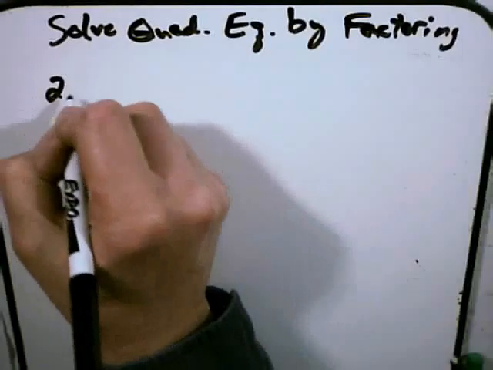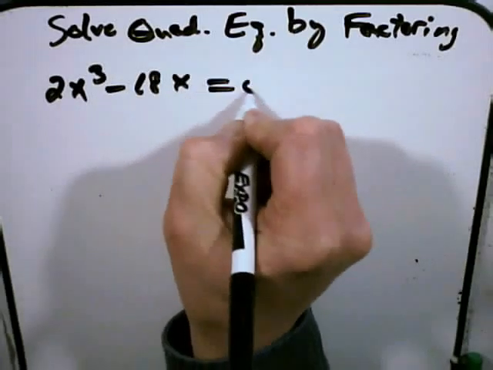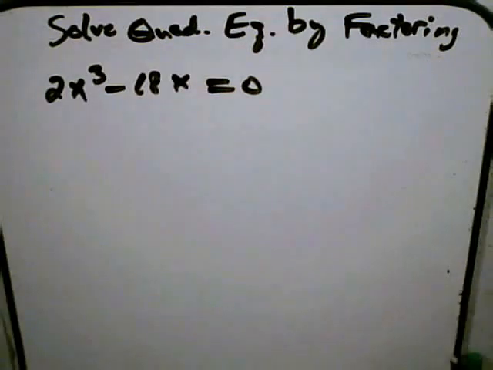Okay, here's the example. 2x cubed minus 18x equals 0. Now, this isn't exactly in standard form, but it is equal to 0. Anything we can do with that? Let's jump to that.